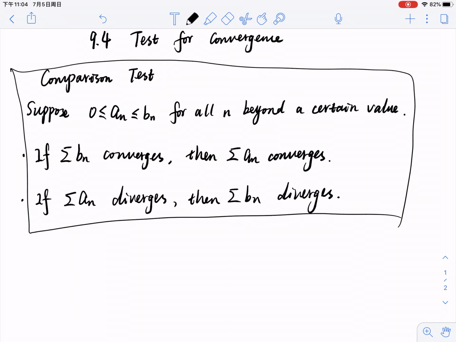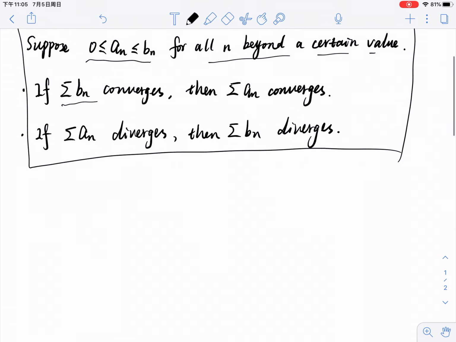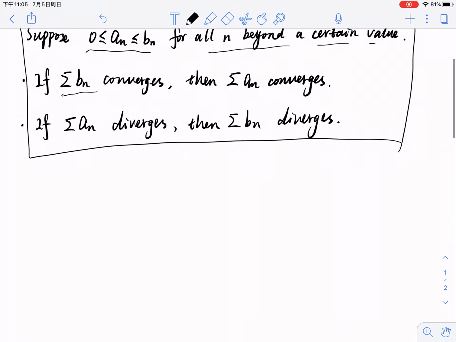Suppose 0 is less than or equal to an, which is less than or equal to bn, for all n beyond a certain value. Then we have the following conclusions. If sigma bn converges, then sigma an converges. If sigma an diverges, then sigma bn diverges. This is called the comparison test. So now we use the comparison test to do an example.